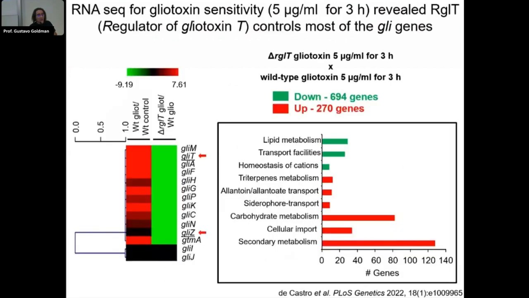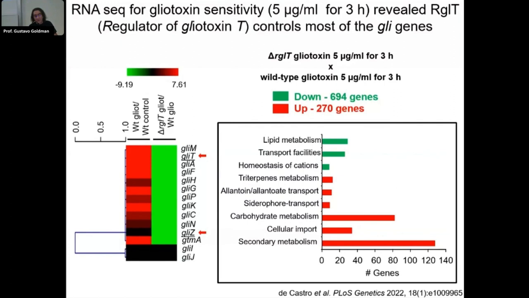And then, in order to know the targets, we decided to run RNA-seq comparing the mutant with the wild type. And as you can see here, most of the genes in the cluster are regulated by RGLT, except GliI and GliJ. There are other transcription factors that regulate these two genes. And this is indirect regulation. We don't know if the transcription factor is directly regulating the promoter.